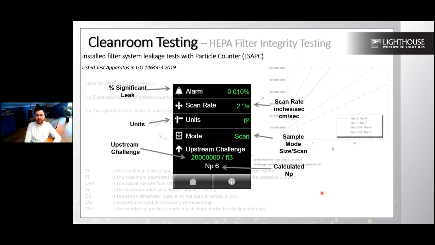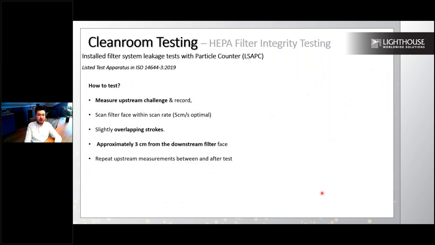So you will be just scanning upstream and it will give you the MP value. So how to test? It's exactly the same test as the photometer method. You'll be measuring the upstream challenge and then start scanning the filter surface at 5 cm/s, making slightly overlapping strokes, minimum 1 cm, and approximately 3 cm from the downstream of the filter face, and repeat the upstream measurement between and after tests.